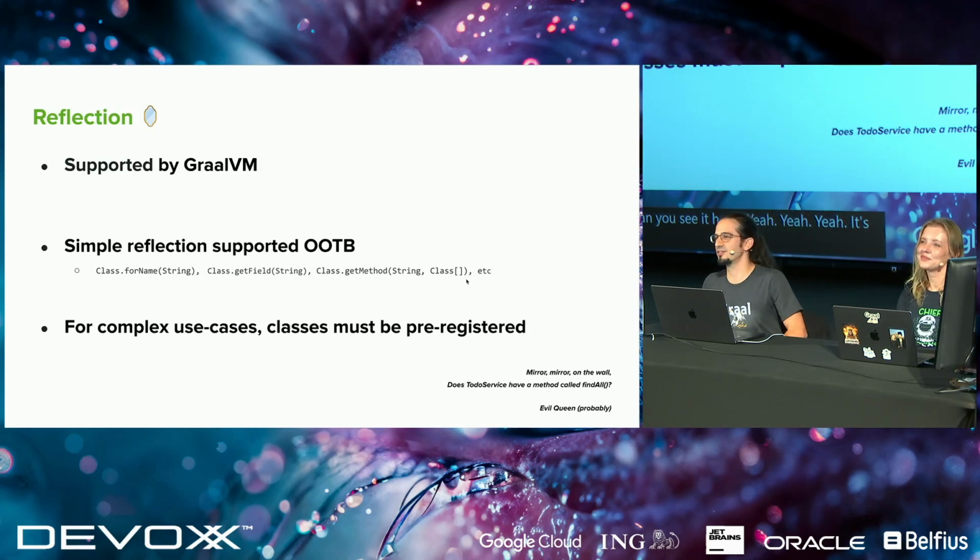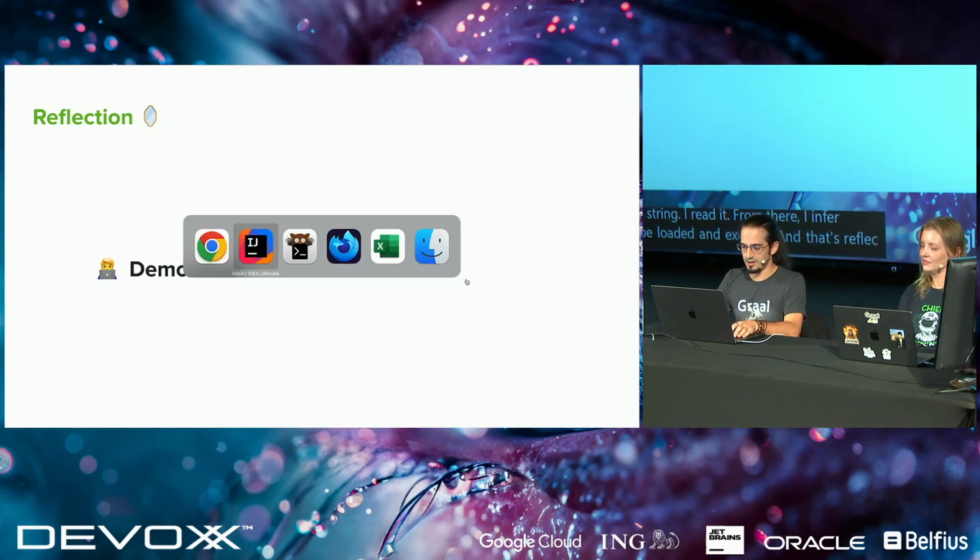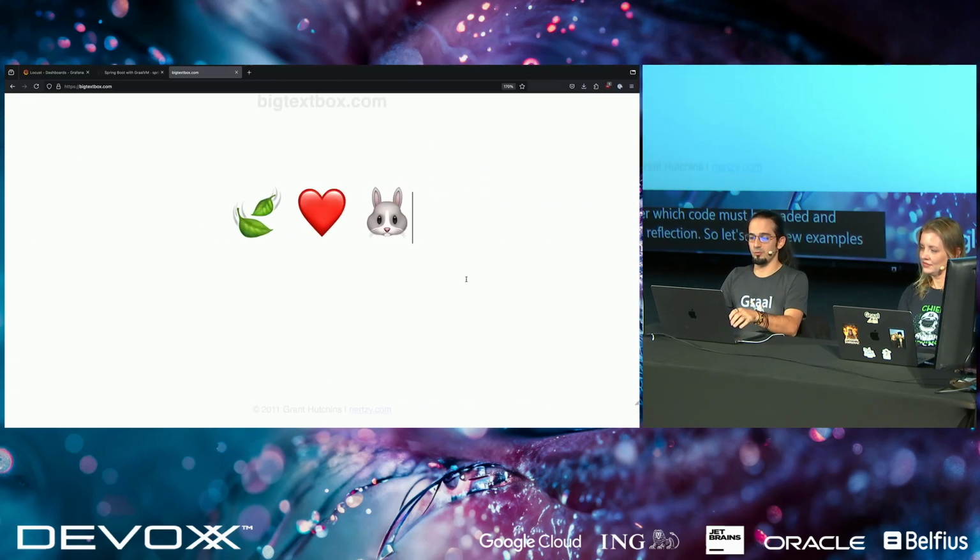These magic strings, when you think about it, it's a string. I read it. From there, I infer which code must be loaded and executed. And that's reflection. So let's see a few examples where this may work and where this may not work.